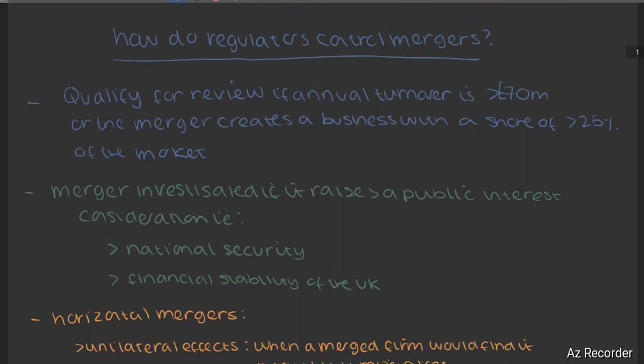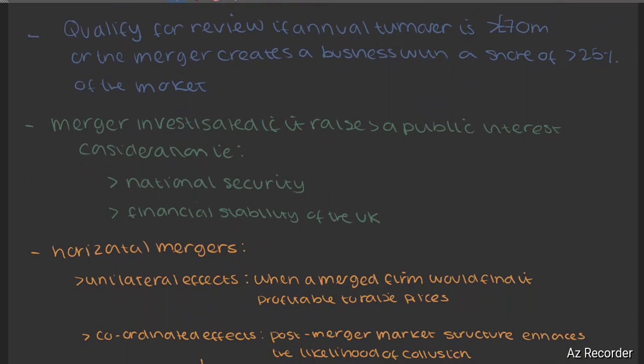Secondly, similar point really, a merger is investigated if it raises a public interest consideration, for example national security. So say two arms manufacturers from countries that are not allies try and merge. That creates some security issue and something that impacts the financial stability of the UK.